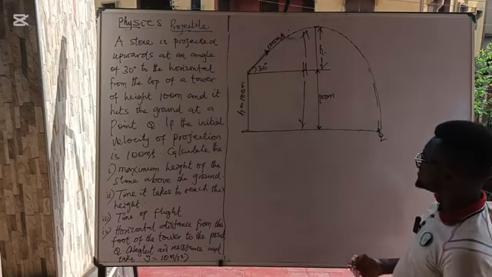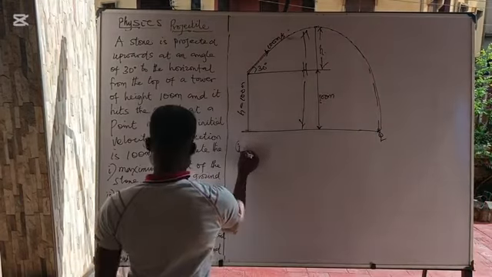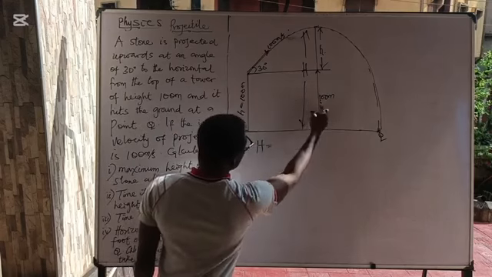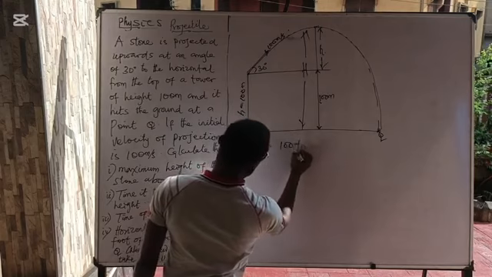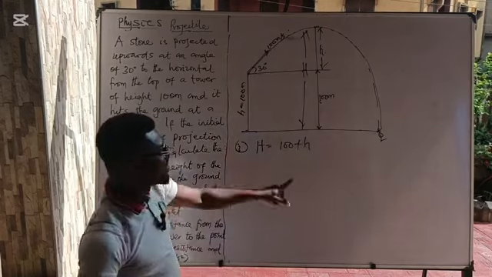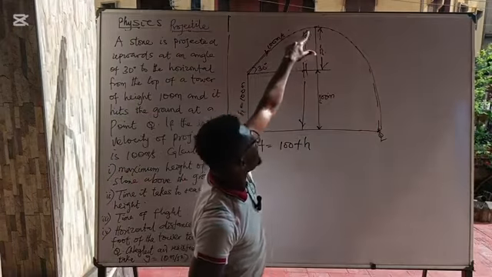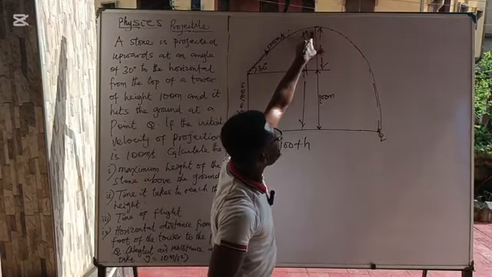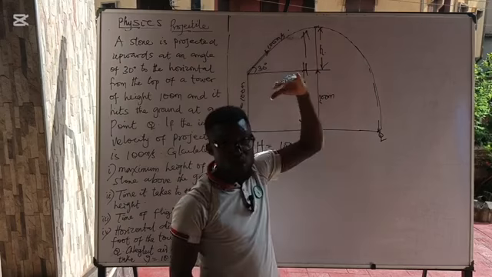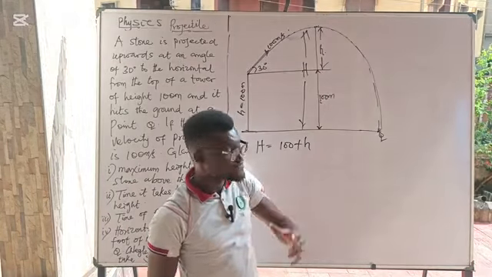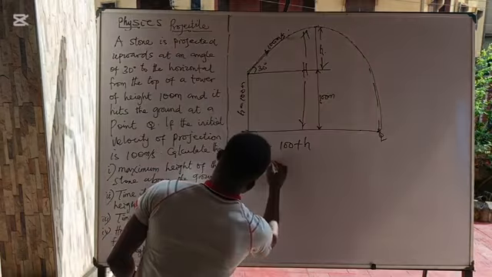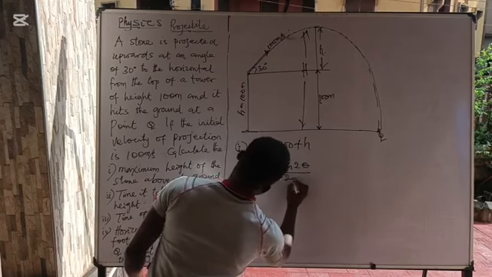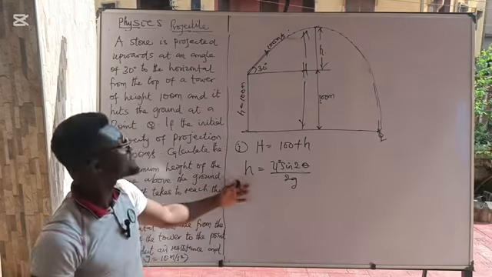So the maximum height above the ground, h, now becomes 100 plus this h. So we need to get the value of this h. Now this is the maximum point it reached. Moving from this point to this point, we consider the maximum height, the very formula we are used to, which is maximum height is equal to u squared sine squared theta all over 2g. This is the formula for maximum height.